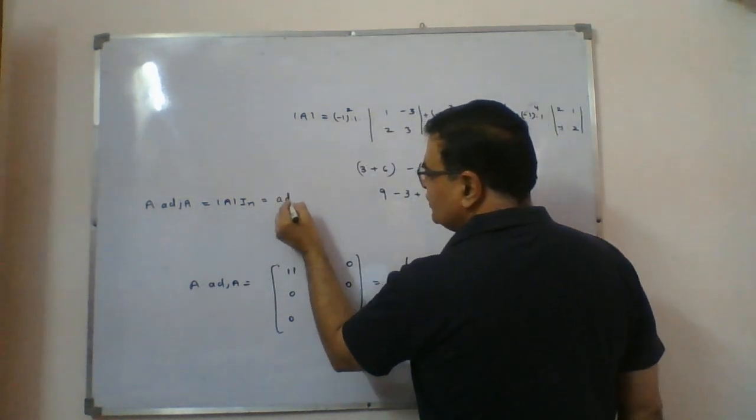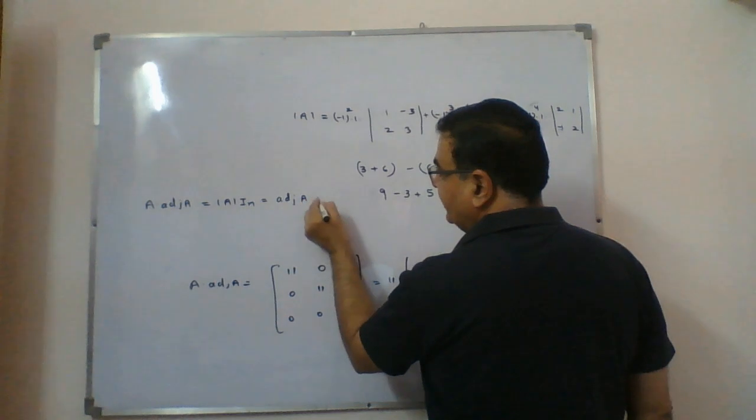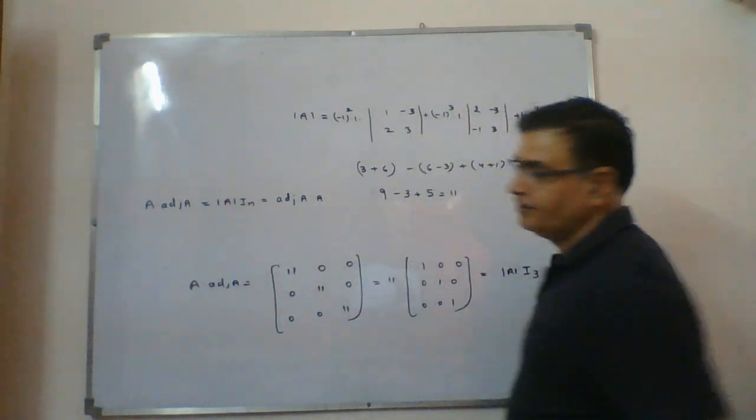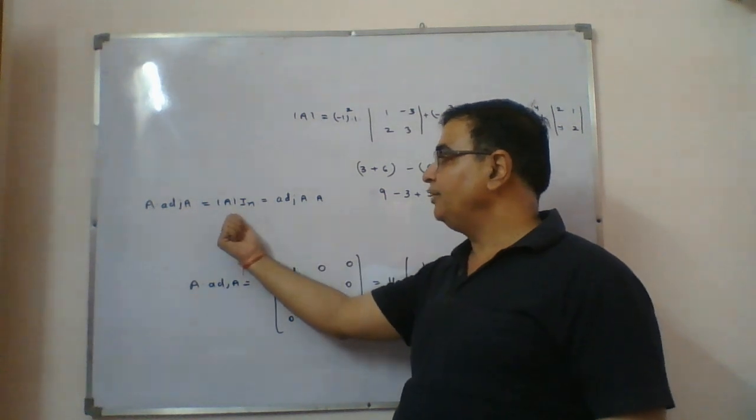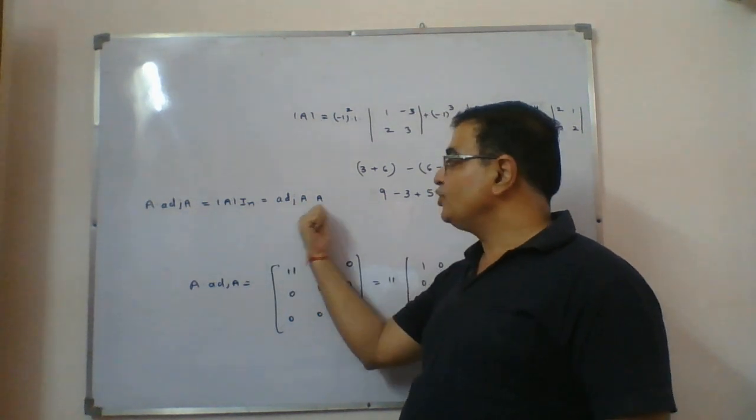The reverse you can also verify: adjoint A into A. If you do, then you will also get this. That you can try yourself. So A into adjoint A is determinant A into In, which is also adjoint A into A.